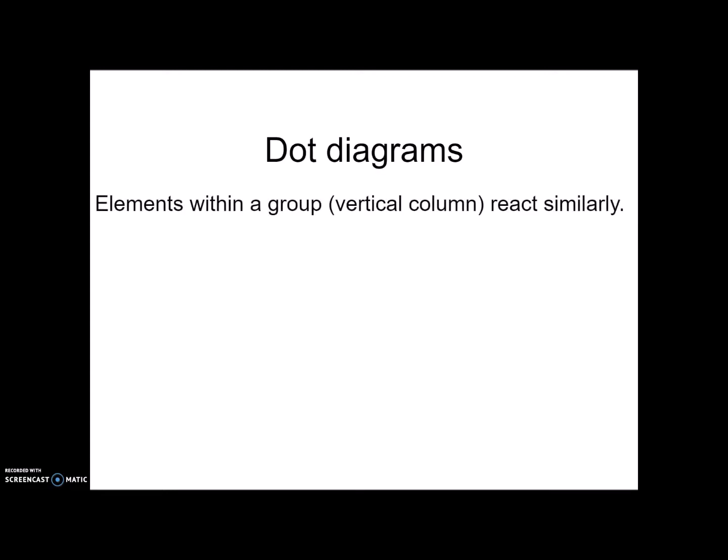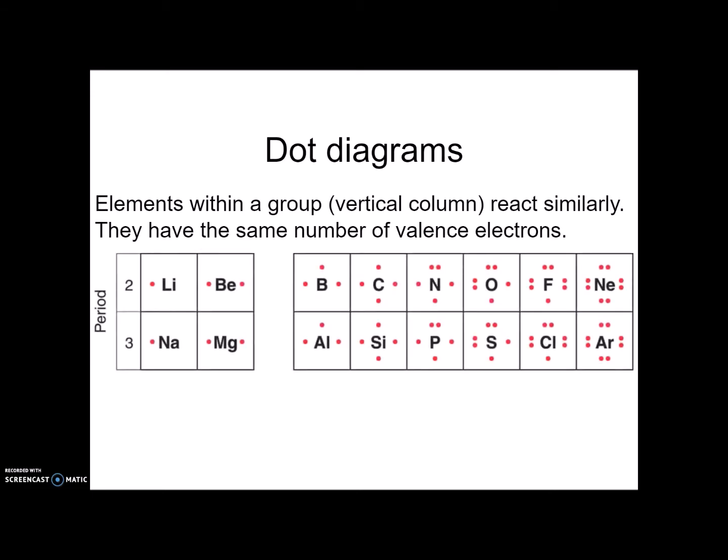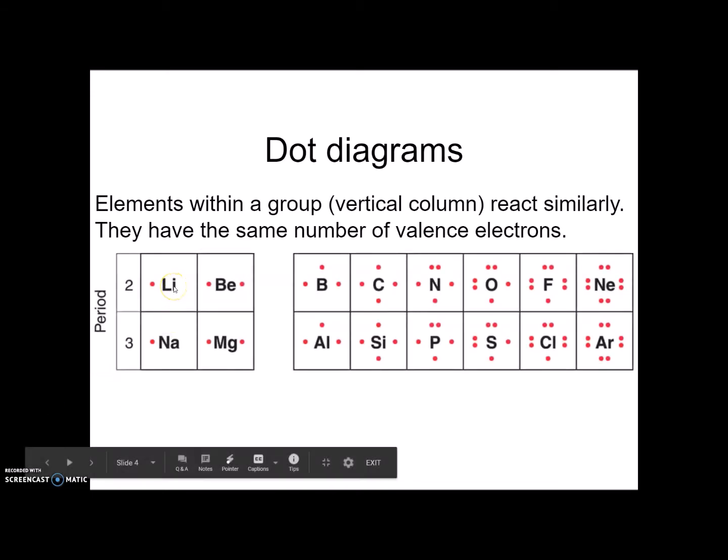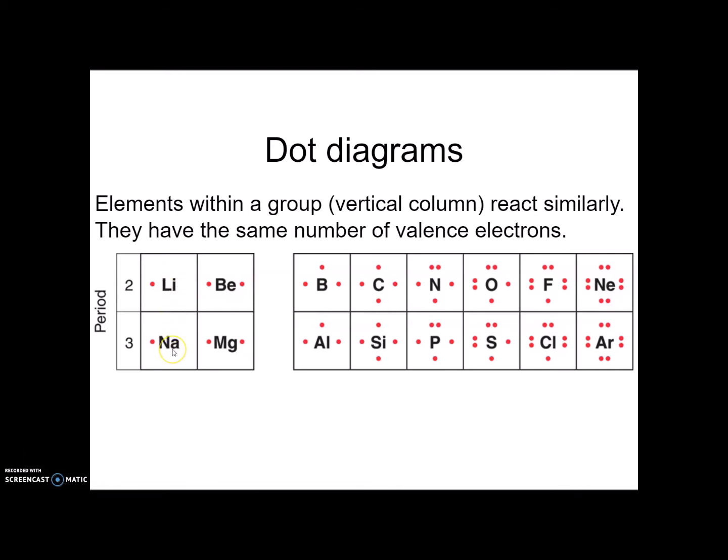Elements within a group on the periodic table, that would be a vertical column, they react similarly. And if it's the valence electrons that determine how an element reacts, well, guess what? They all have the same number of valence electrons in a vertical column. So here's the elements number 3 through 18. Lithium is in the same column as sodium. They both have the same number of valence electrons and the same number of dots in their dot diagram.